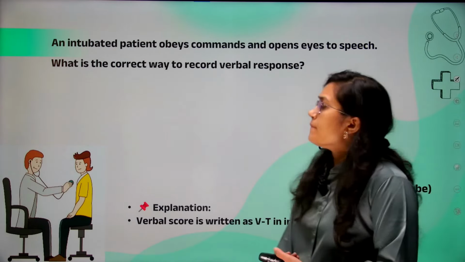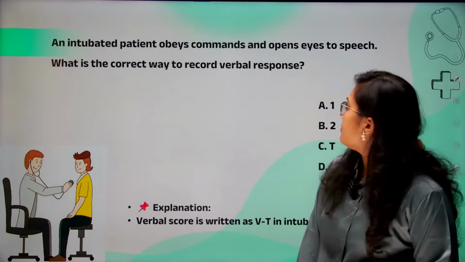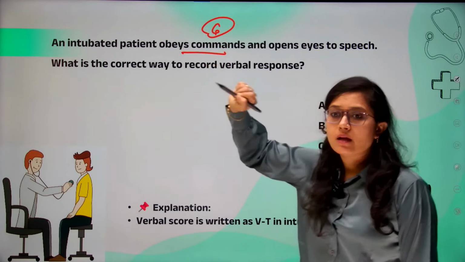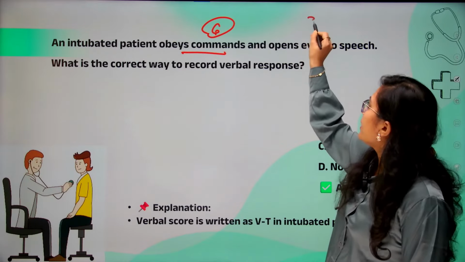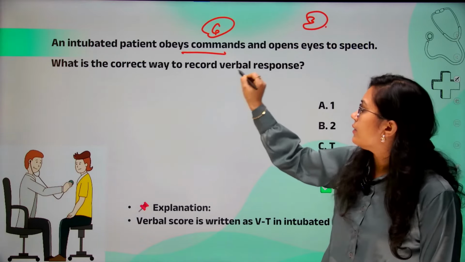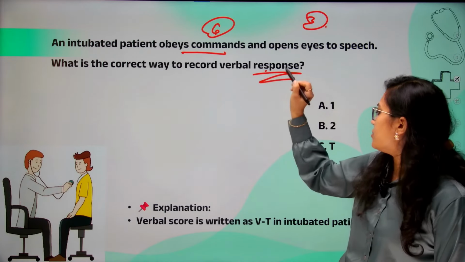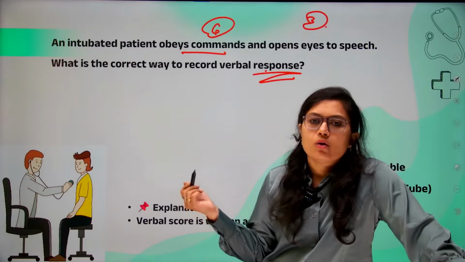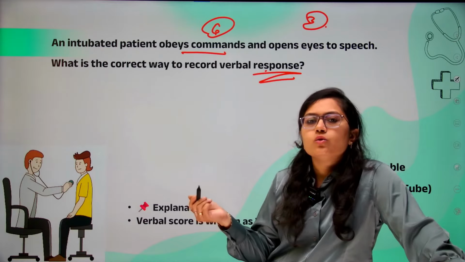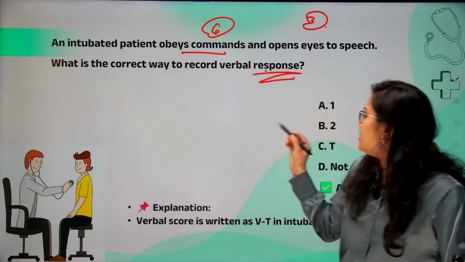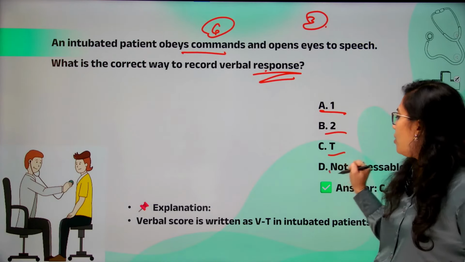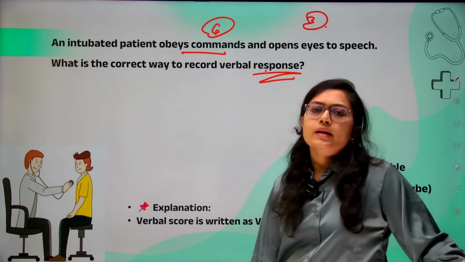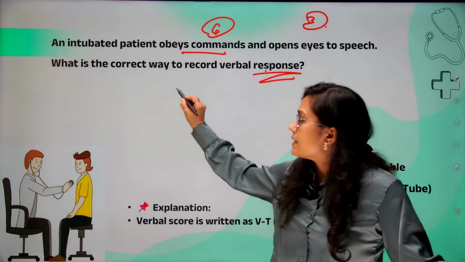Okay. Now, an intubated patient obeys commands and opens eyes to speech. Obeys command means grade 6. Eyes to speech means grade 3. What is the correct way to record the verbal response? Fine. Remember, the patient is intubated. The patient already has a tracheostomy or ET tube. So what could be the answer? That is either 1, 2, T or not accessible. So you need to write T, because the tracheostomy or the intubation has already been done.